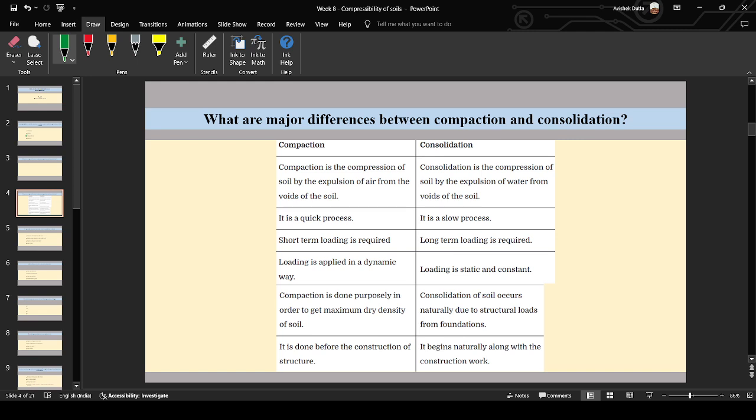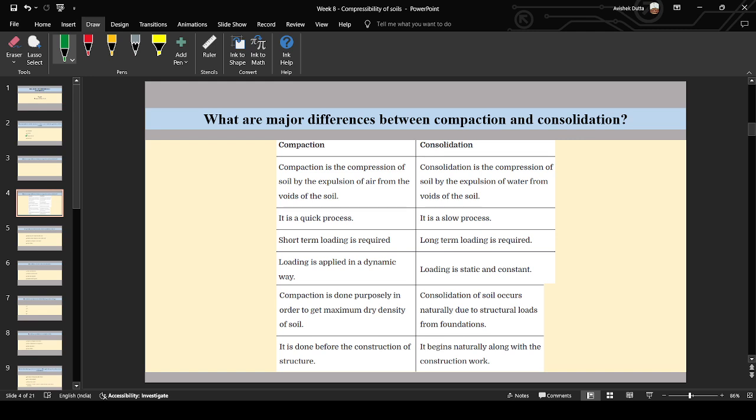Short term loading is required in the case of compaction, and in the case of consolidation long term loading is required. Short term loading is enough because the expulsion of air does not require a gradual load to be applied. Short term sudden loading is enough for the removal of air.